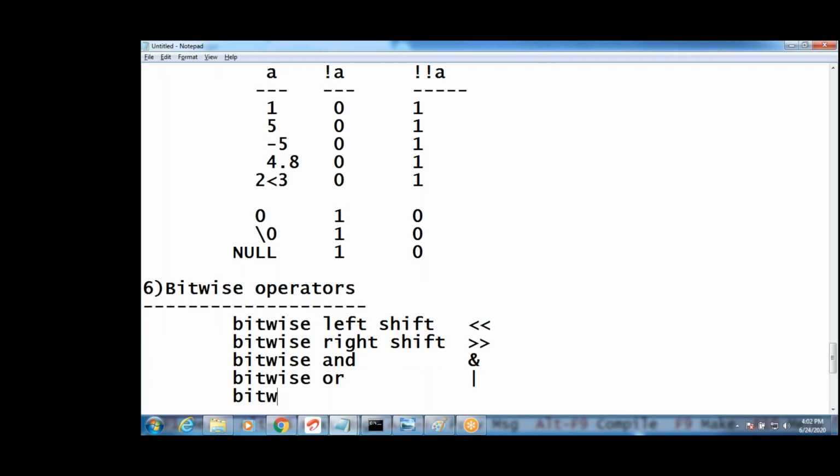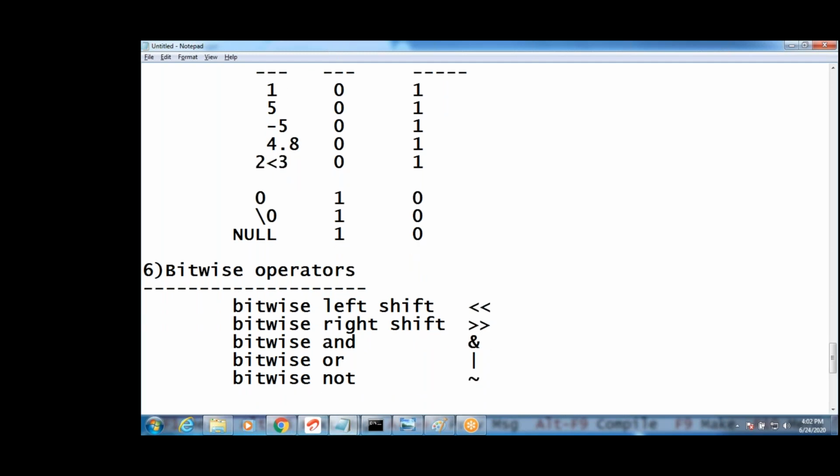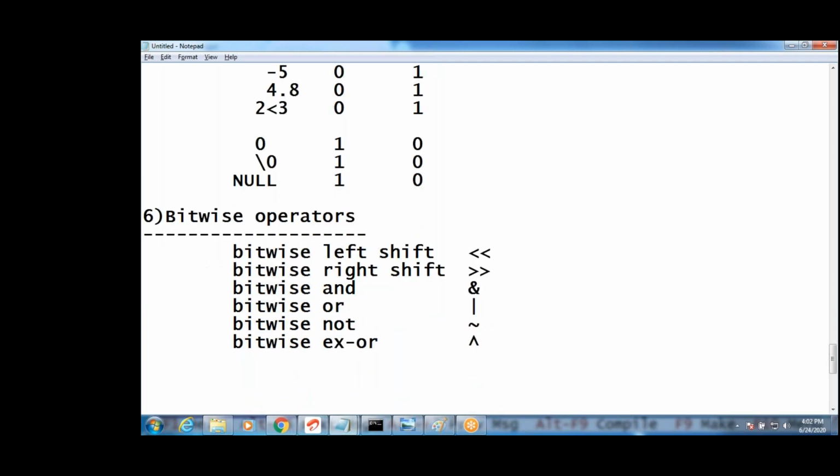Bitwise NOT, the negation symbol. Bitwise XOR. These six operators are there. Write this, guys. Bitwise operators: bitwise left shift, bitwise right shift, bitwise AND, bitwise OR, bitwise NOT, bitwise XOR.